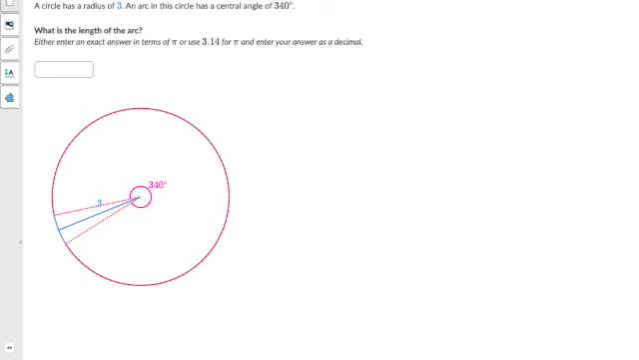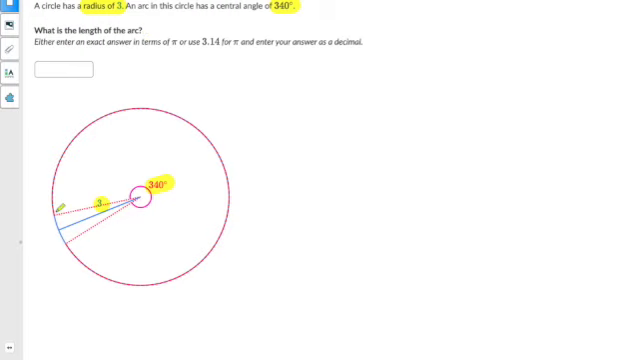And I want you to know that when we read these problems, especially if they're mixed with others, we should look to see what we're trying to find here. So a circle has a radius of 3, and that's important. And an arc of the circle has a central angle of 340 degrees. That's given in the diagram, the 340 degrees. Also, the 3 is given in the diagram. What is the arc length?